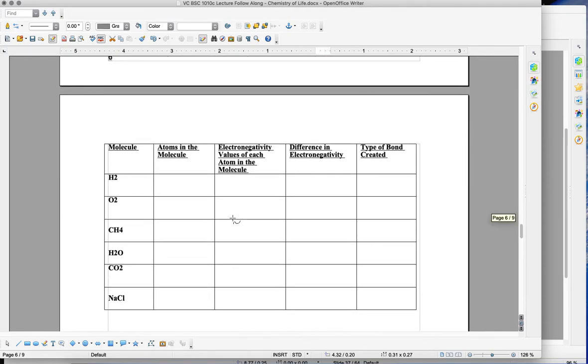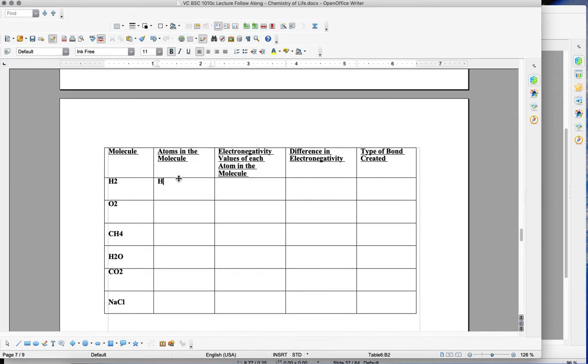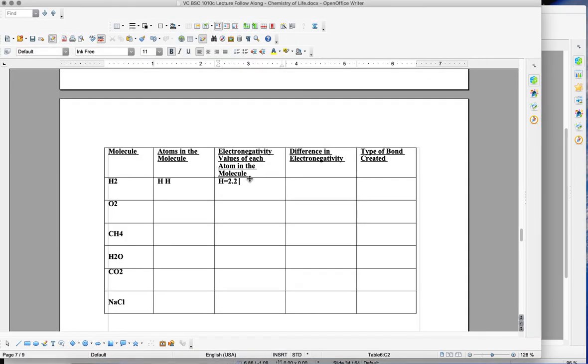All right, so how we're going to do this is H2, for example. The atoms that are involved in this molecule are H and H. The electronegativity values of the atoms in the molecule: H equals 2.2. So if we go back to here, H equals 2.2. So those are our electronegativity values. The atoms that are involved are hydrogen, hydrogen. The electronegativity value of each atom is 2.2. So the difference would just be 2.2 minus 2.2 equals 0.